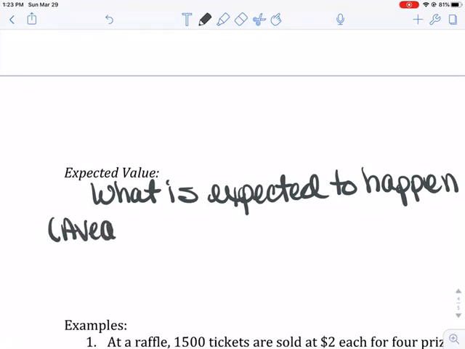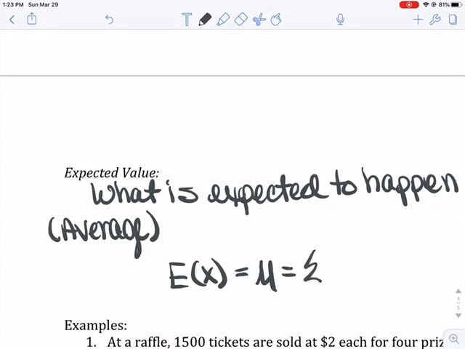So basically, expected value is the average of our probability distribution. It's what we expect to happen. So we use this notation E of X for expected value, which is the same as the mean, which is the summation of X times P of X. So we've already done it. We just didn't call it expected value.